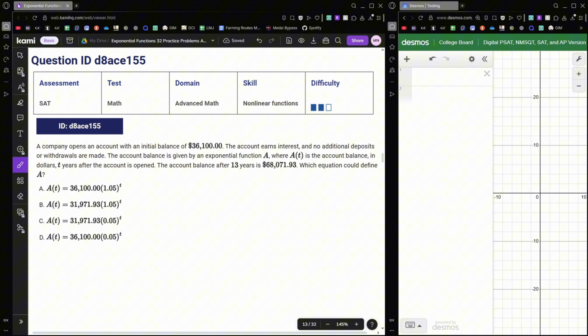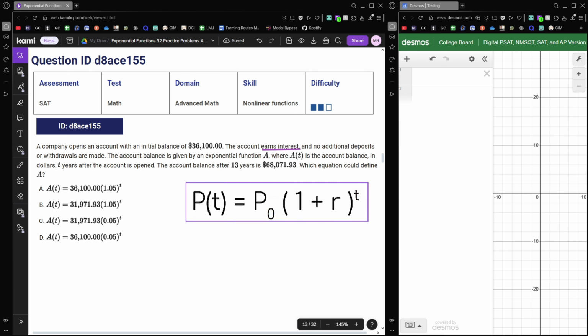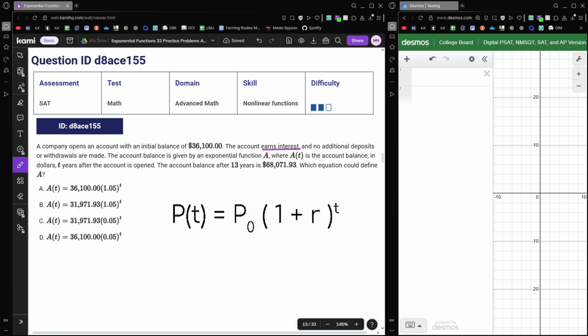So here it says the account earns interest, which means it's going to be an exponential growth. Here's the equation for exponential growth, and we know that the first number is going to be the initial amount. And here it says the initial balance is $36,100. Now if we look at our answer choices, that means we can instantly get rid of B and C since they don't start with 36,100. Then, you notice that the number inside the parentheses, you're going to have to do 1 plus. This means that no matter what, it always has to be greater than 1. Now if you look at D, the number is less than 1, which means that's going to be wrong. So A has to be your answer.